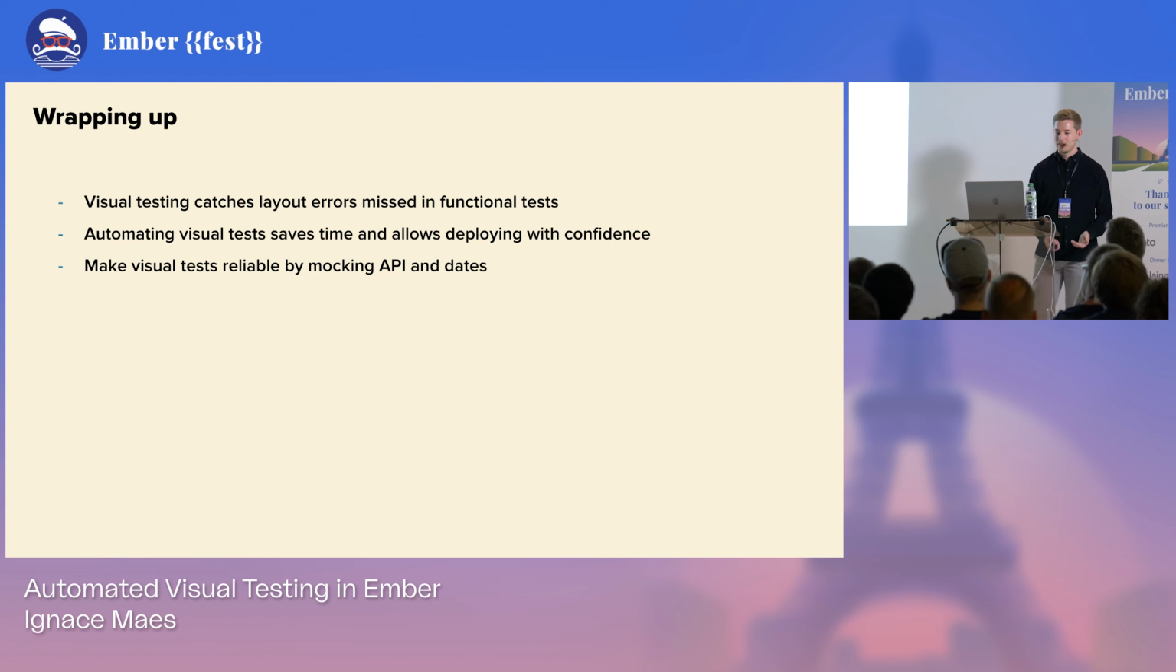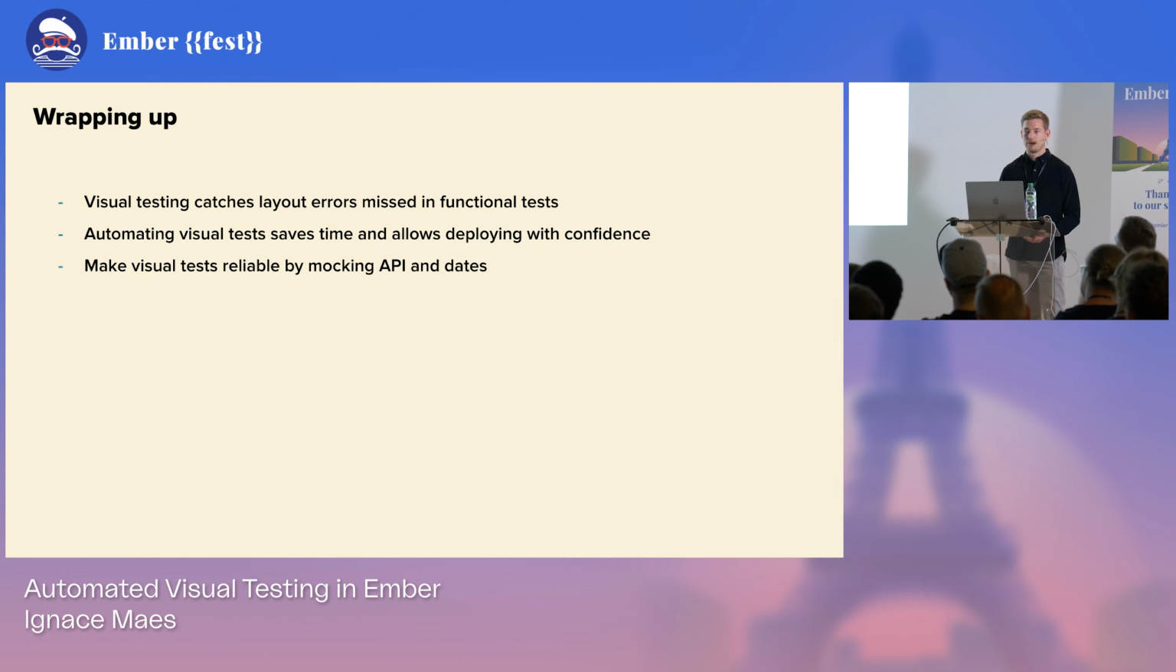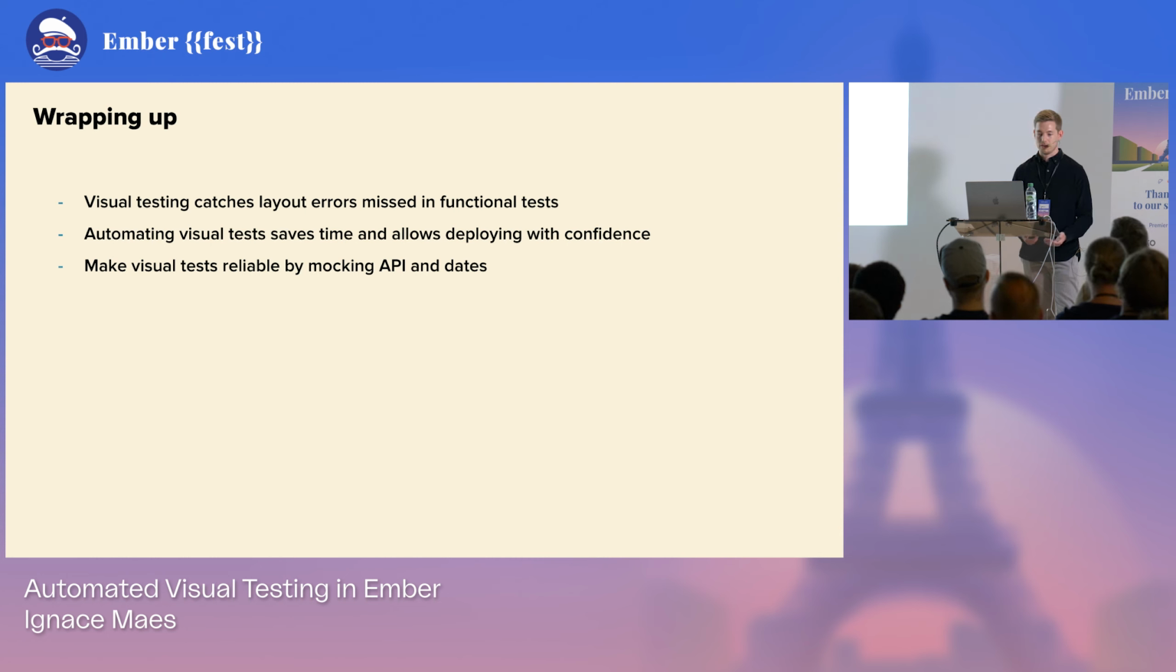I hope this talk gave you a good introduction of what visual testing is and what it is not. So visual testing allows you to catch layout errors that you don't otherwise cover in functional tests. I also hope it gave you an idea of why you might need visual tests. So really, to save you time and just deploy with confidence, to not have those visual errors reported by customers, you really want to catch them before you deploy to production.